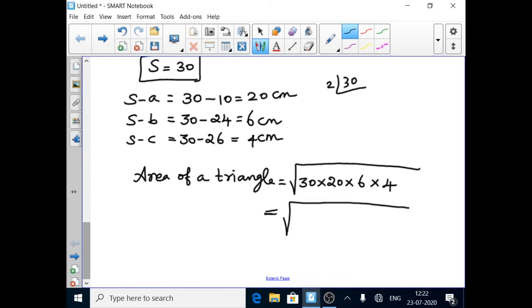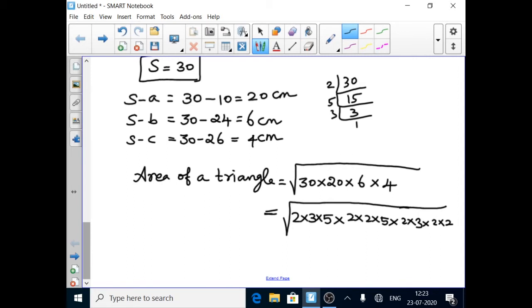We can divide it by 2. Okay. So what do you get? 15. So it will be divisible by 5. So 3, then 3, 1. Okay. So that means 30 is equal to 2 into 3 into 5. Then 20, we know that 2 2s are 4, 4 into 5, 20. Then 6 is equal to 2 into 3. Then 4 is equal to 2 into 2.